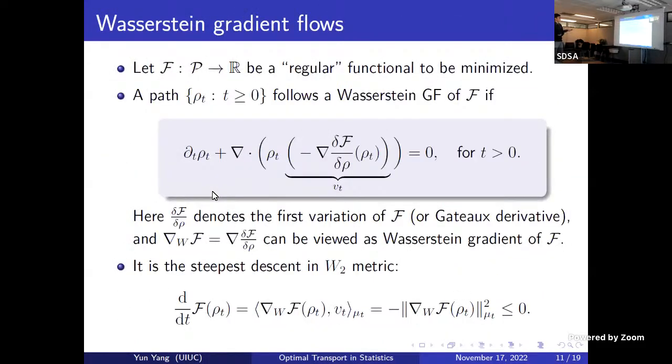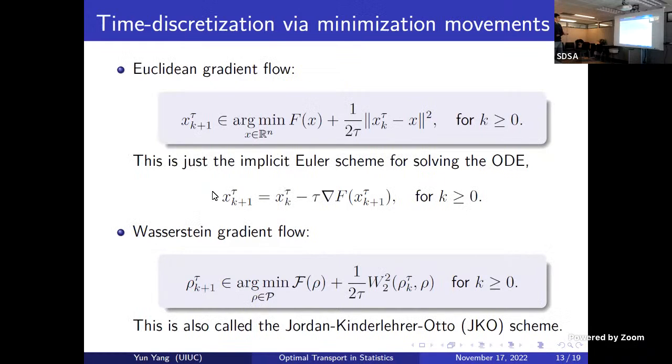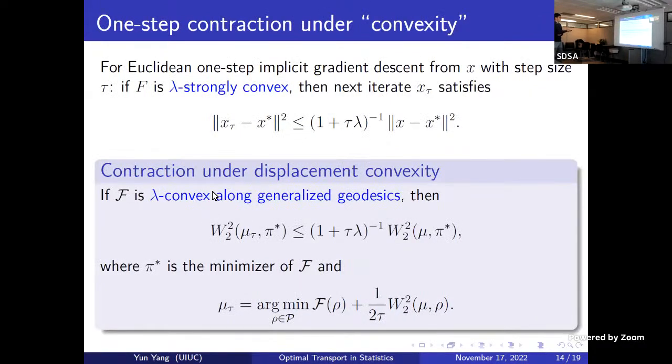So here, this is almost a continuous description, but in practice, again, this is not implementable. We have to do some numerical approximation. So one way to do that is some time discretization of this scheme. Actually, this leads to a very famous scheme, but I'm not going to talk about the details. It's called the JKO scheme. And actually we have some results showing that under a certain convexity notion that generalizes the usual convexity in Euclidean space, because again, this is not a flat space.